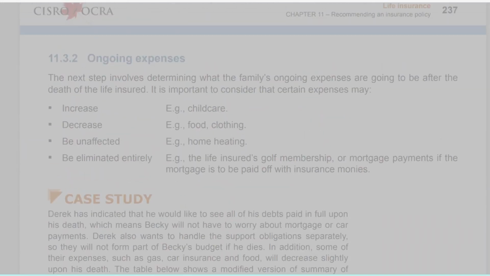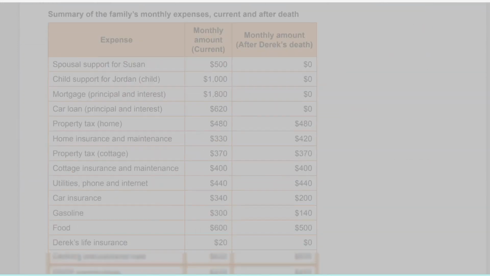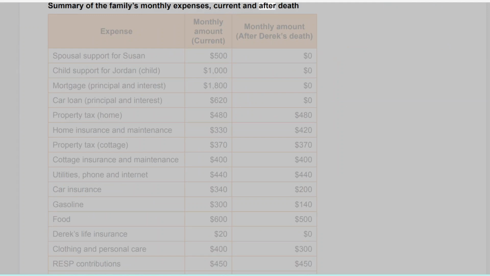Life Insurance, Chapter 11, Recommending an Insurance Policy, 237. Summary of the family's monthly expenses, current and after death.